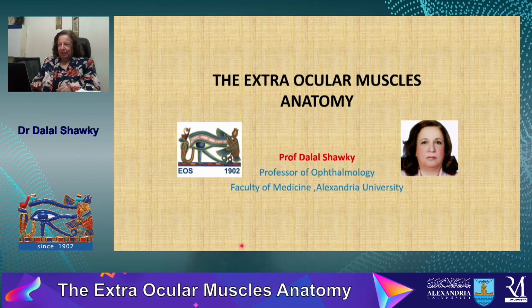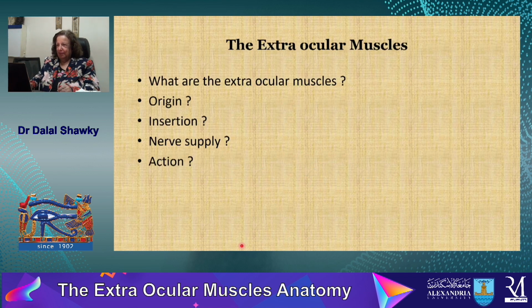Today we are speaking about the anatomy of the extraocular muscles. What about the extraocular muscles? You have to know what are the muscles, what are their origin, the insertion, the nerve supply, and their action.